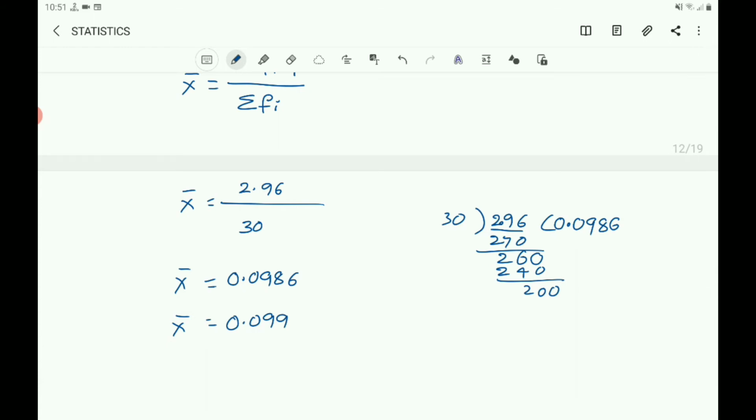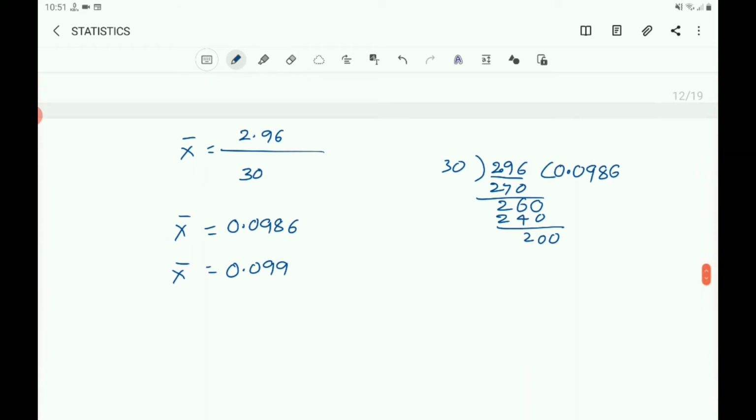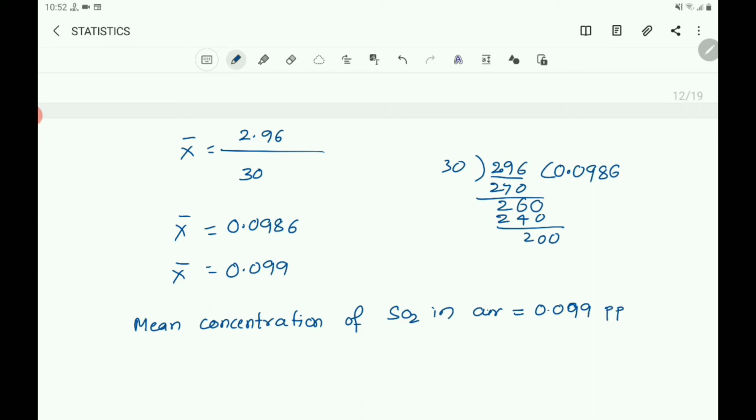That is the mean concentration of SO2 in the air. Mean concentration of SO2 in air is how much? It equals 0.099 ppm, parts per million.